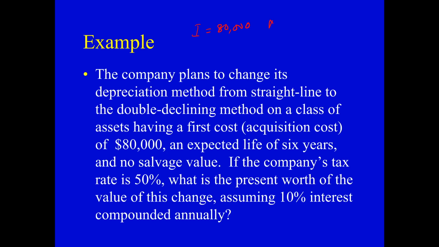expected life N is 6 years. And then we have the salvage value V is equal to 0, and the tax rate T is 0.50, and the present worth of the value of this change is assuming 10%. I is equal to the discount rate or interest rate, which is 10%.